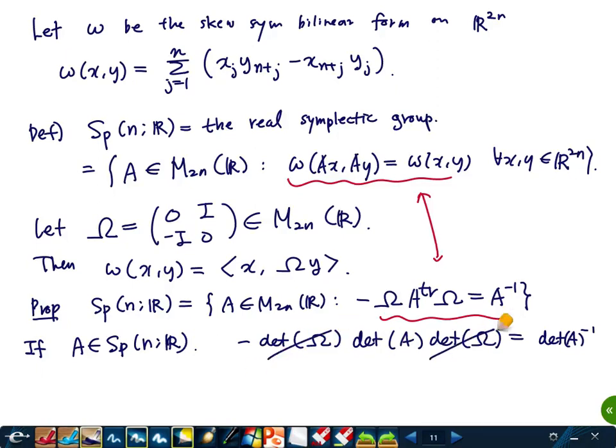Okay. So, is that right? Oh yeah. Determinant of A squared equals minus 1. This is not what I wanted. I want plus. What happened?